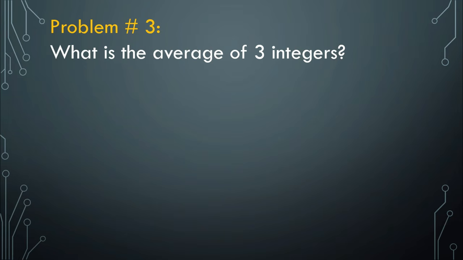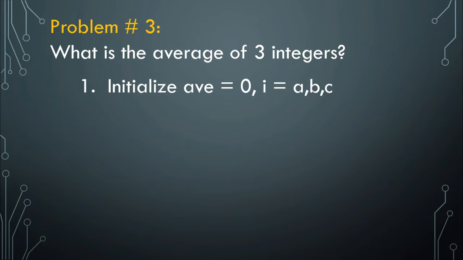Another, one last example. What is the average of the three integers? Usually, mga tanong to pag sa college. Lagi example to eh. Get the average of three integers. Create a flowchart, a pseudocode, blah, blah, blah. So, ngayon, gawa natin siya ng algorithm. Initialize average is equals to 0, I is equals to A, B, and C.